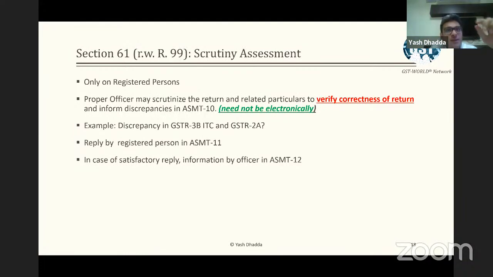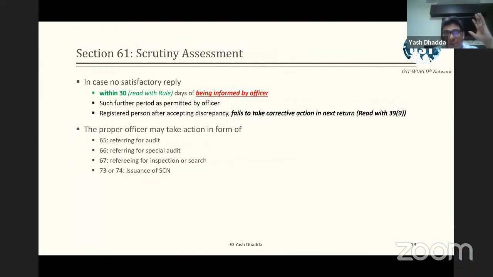So again, it becomes very important to see what is return, what is that thing which is pinpointing as a discrepancy, and he is not asking for information. He is going to give a notice. I am supposed to give a reply. That reply needs to be given within 30 days.